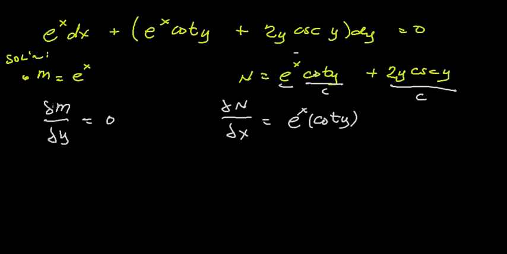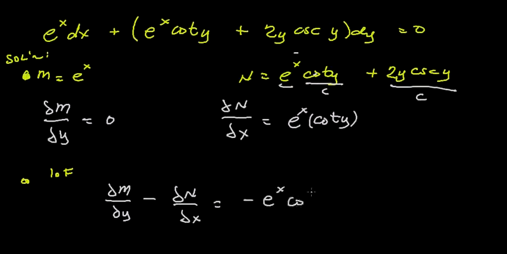Okay, so we have a not exact equation here because 0 is clearly not equal to e to the x cotangent y. Then if we have done this part, we need to find the integrating factor. Let's take the subtraction of these two, and that is now equal to 0 minus e to the x cotangent y.